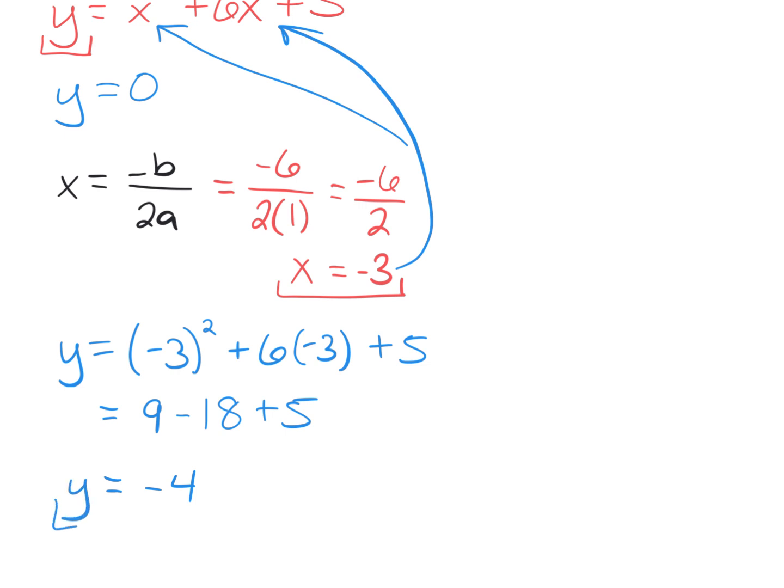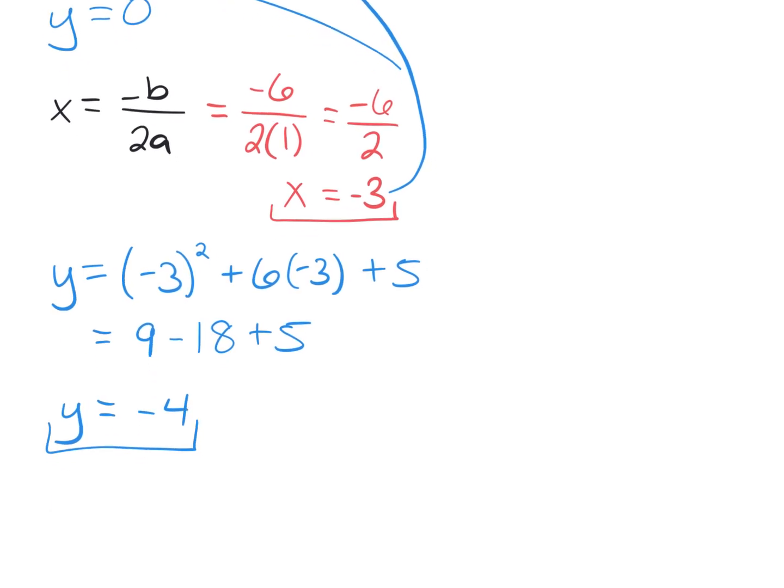So now we have an x and a y value. How do we write a coordinate? That's all just for one, just our starting point: -3, -4. That is our starting point for our parabola, or our U shape. Go ahead and graph that on your paper. And then how do we get all the other points?